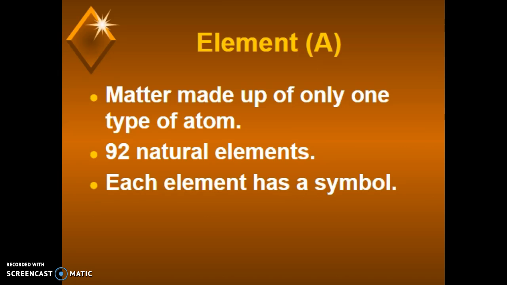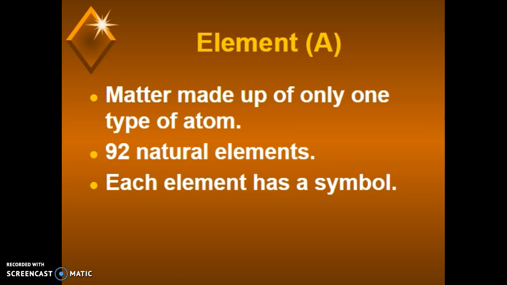Remember that anything you see with an A is absolutely necessary. It's definitely something that's going to be tested. So elements, the definition of an element is matter made up of only one type of atom. You know from chemistry that there are 92 naturally occurring elements. Hopefully you remember lots about the atomic structure and the periodic table and all those types of things. And each element has a symbol, whether it's O or N or Fe or C or any of the symbols.